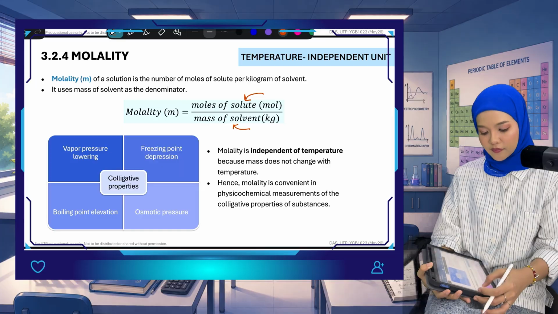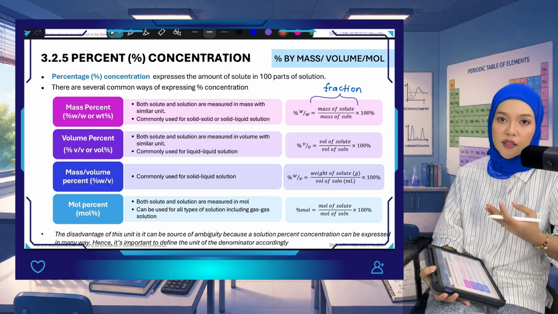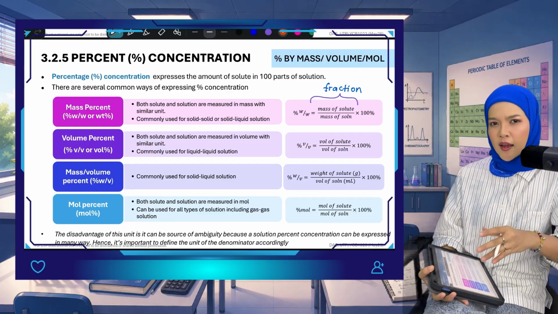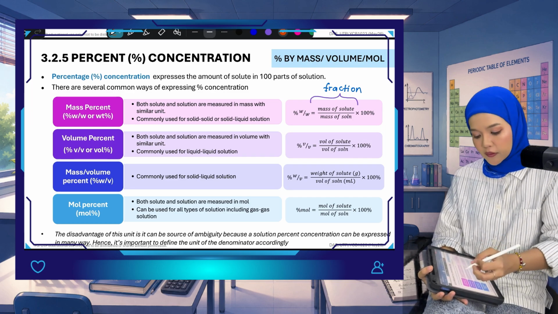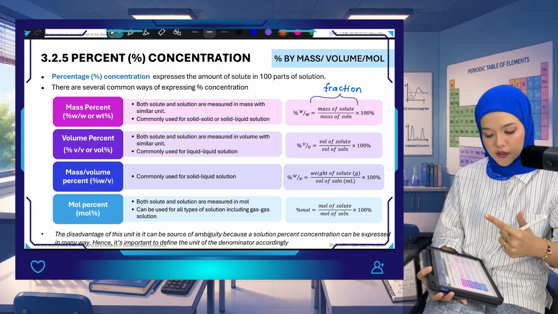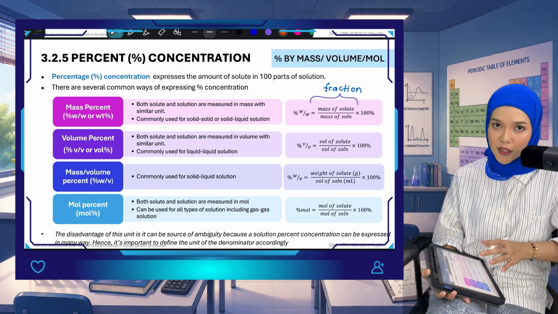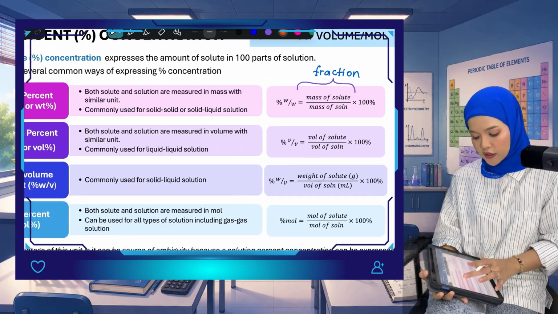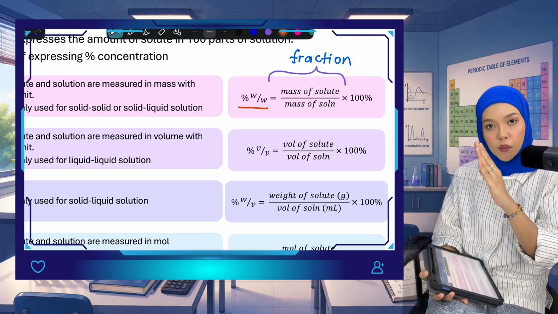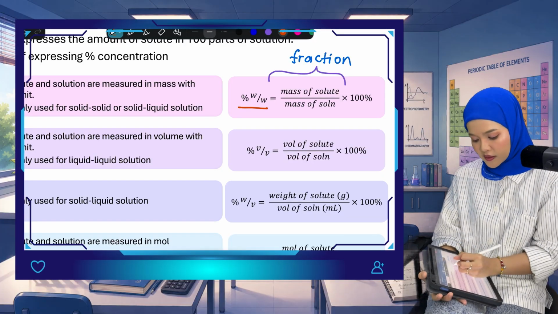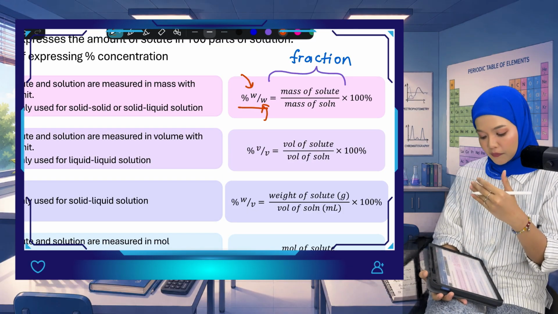And then we also have what we call percent concentration or fraction concentration. This percent or fraction can be by mass, by volume, or by mole. For example, you can have mass percent, volume percent, mass over volume percent, and mole percent. The definition you can read through, but I would like to look into the formula. Mass percent is sometimes labeled as percent weight by weight, meaning the mass of solute divided by the mass of solution.